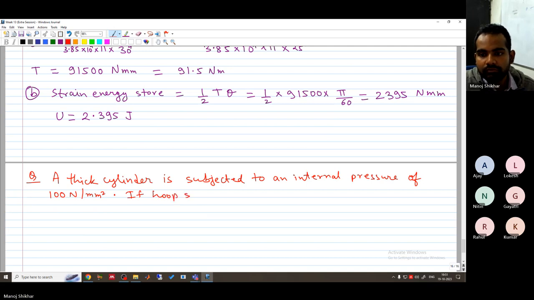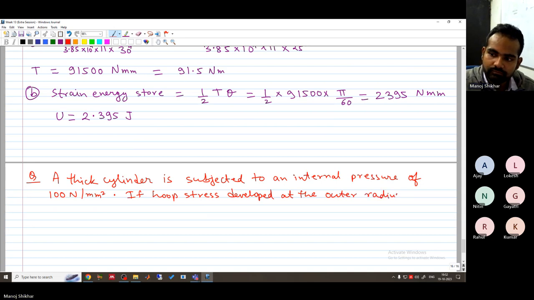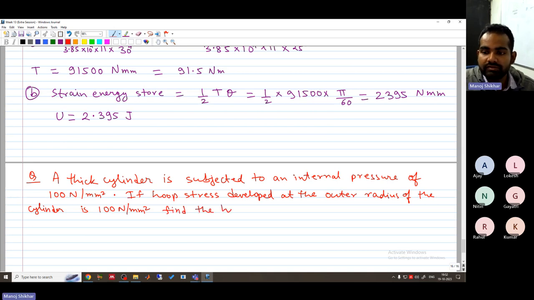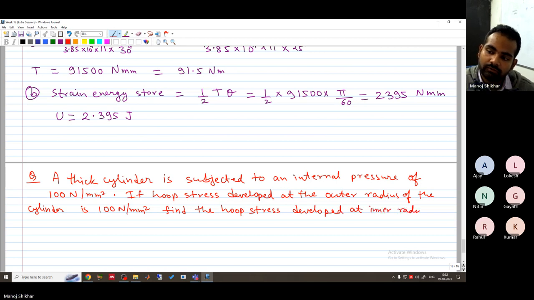If the hoop stress developed at the outer radius of the cylinder is 100 Newton per millimeter square, find the hoop stress developed at inner radius of cylinder.